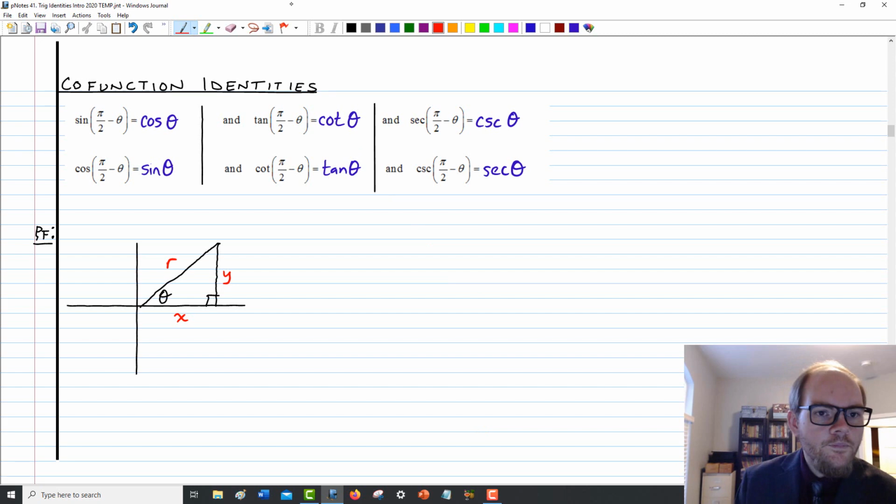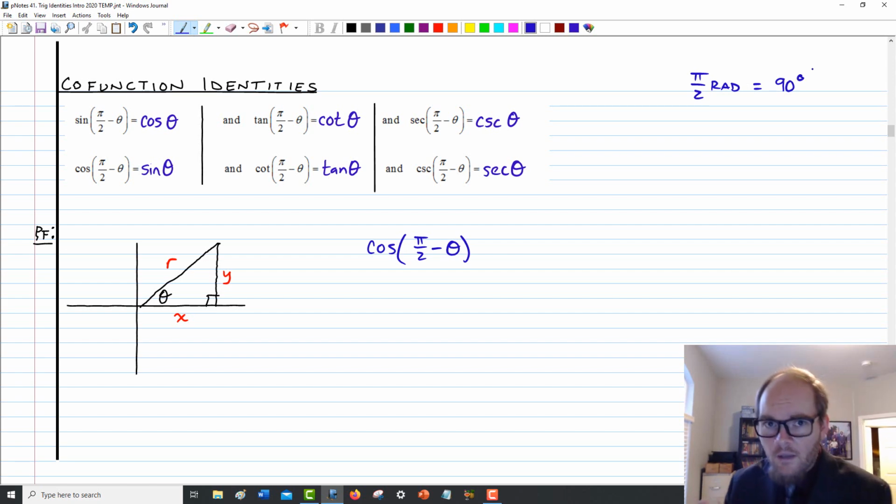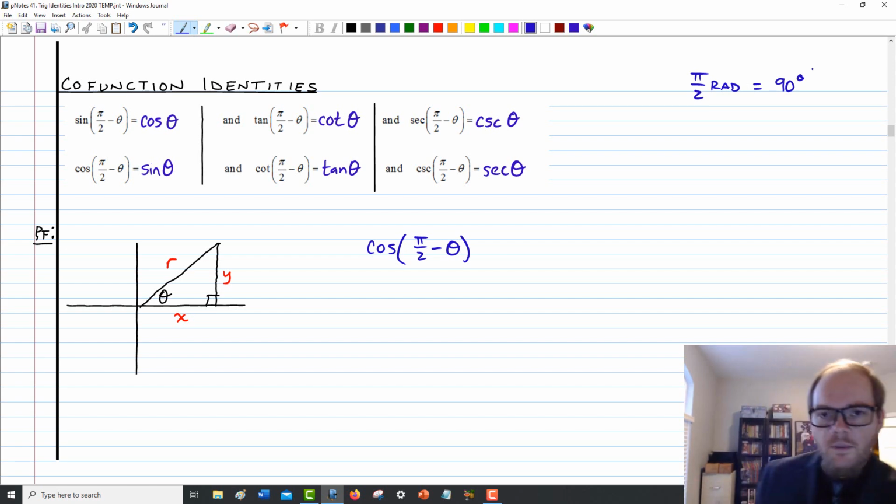So starting there, let's start with something simple. I'm trying to pick out which one I proved before. Yeah, we'll just go this way. We want to figure out what is the cosine of pi over 2 minus theta. And remember, pi over 2 radians is the same thing as 90 degrees. So just keep that in the back of your head too. I think that helps a little bit. Obviously, it's been a little while since you worked with radians.